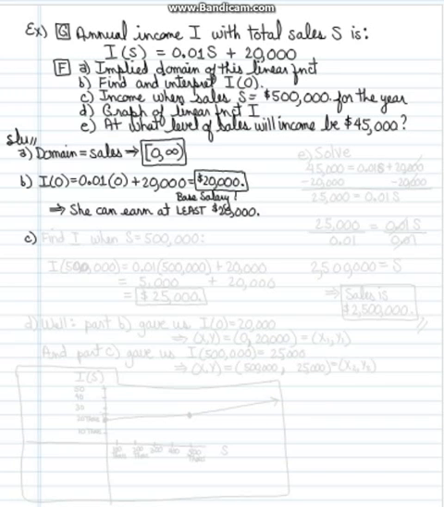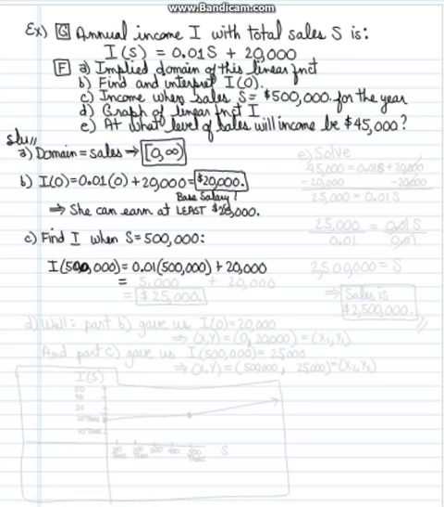Part C, what is her income when her sales are $500,000? So what they're saying there is find I when S equals 500,000. Okay, so that would be I of 500,000. I of 500,000 is equal to 0.01 times 500,000 plus 20,000.